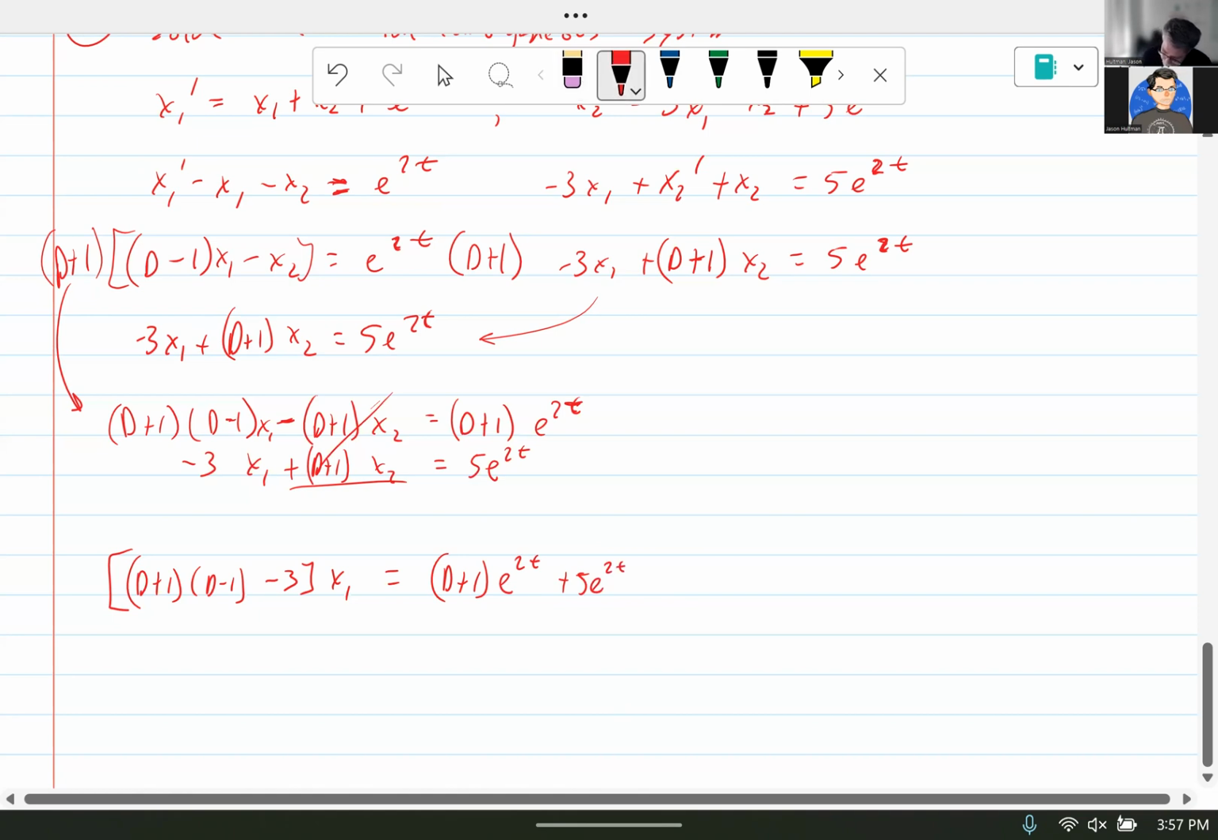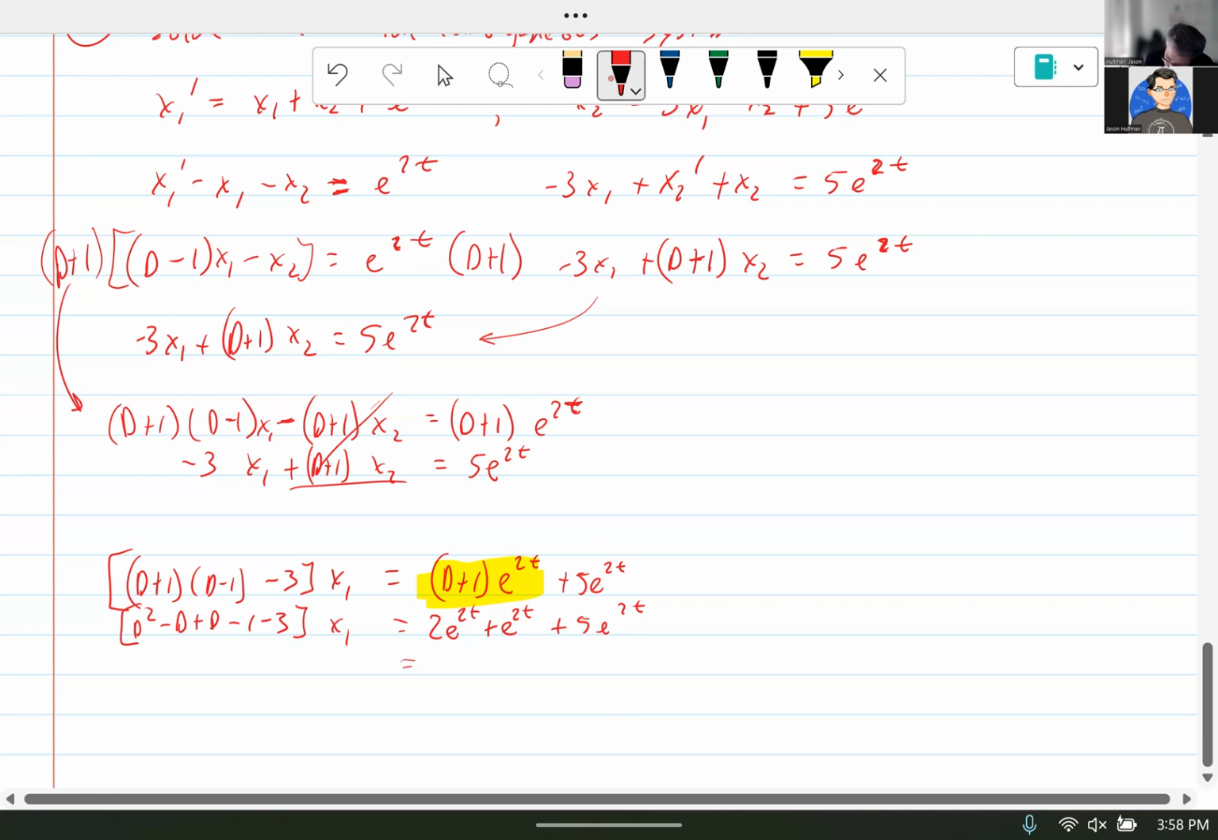Okay, so let's talk about this part here. What does d plus 1 e to the 2t mean? That means I'm taking the derivative of e to the 2t plus itself. What is the derivative of e to the 2t? Well, it's just 2e to the 2t. So this is 2e to the 2t plus itself, which is e to the 2t, plus 5e to the 2t on that side. Let's multiply this out and combine. This is going to be d squared minus d plus d minus 1 minus 3 x1. Okay.